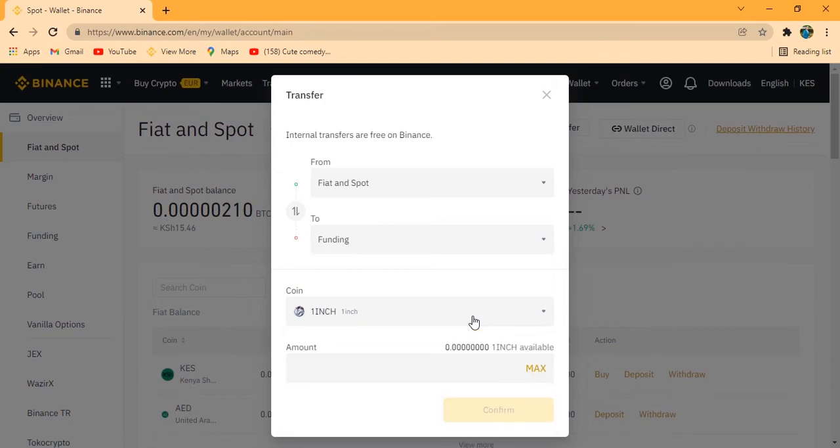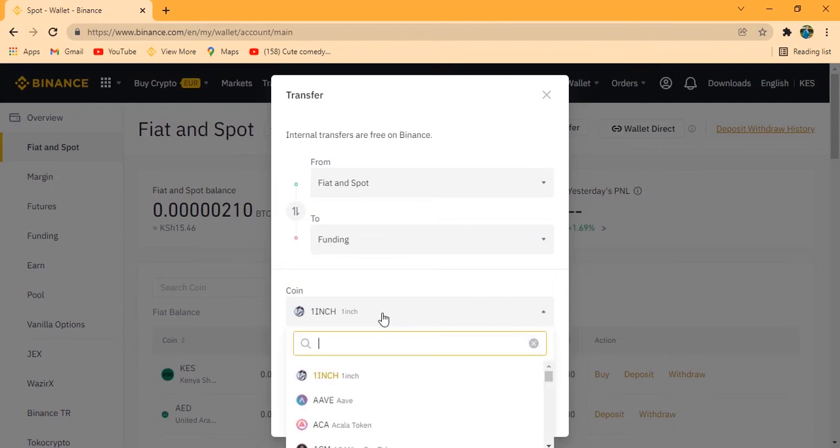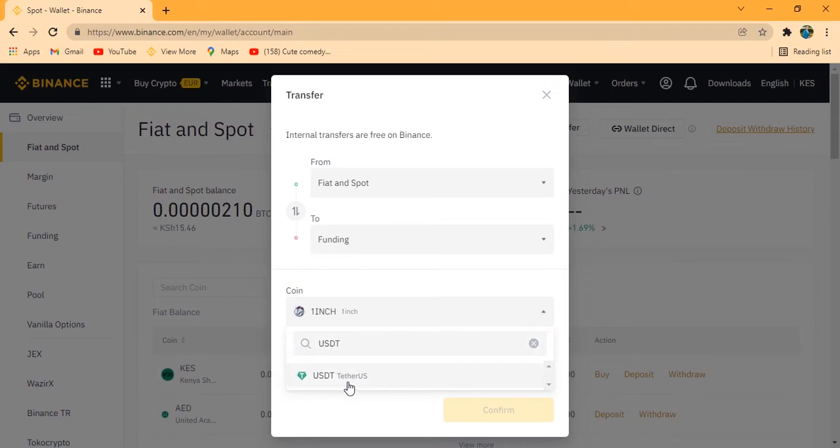We just bought USDT. You can see it says from flat and spot to funding, meaning we are just going to interchange. The funding will go up, and then the flat and spot will go down, from funding to flat and spot. Now we just have to select USDT, and if you want to transfer, say 50 or 100, you can click maximum or any amount of money.